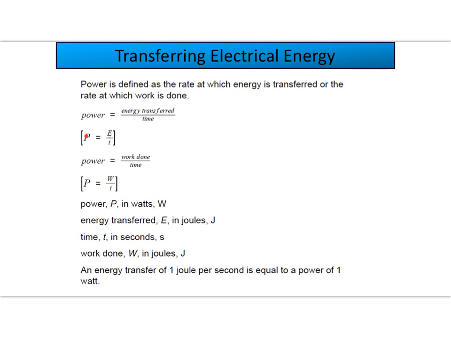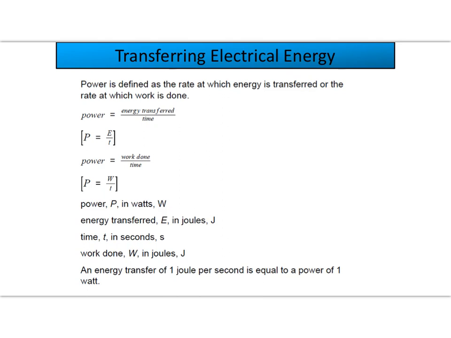In symbol form, that is P is equal to E over t. The work done equation gives us power is equal to work done over time, so P equals W over t. Power is measured in watts, energy transferred, E, is measured in joules, and time is measured in seconds. And because work done is essentially the same as the measurement of energy, then work done is also measured in joules.